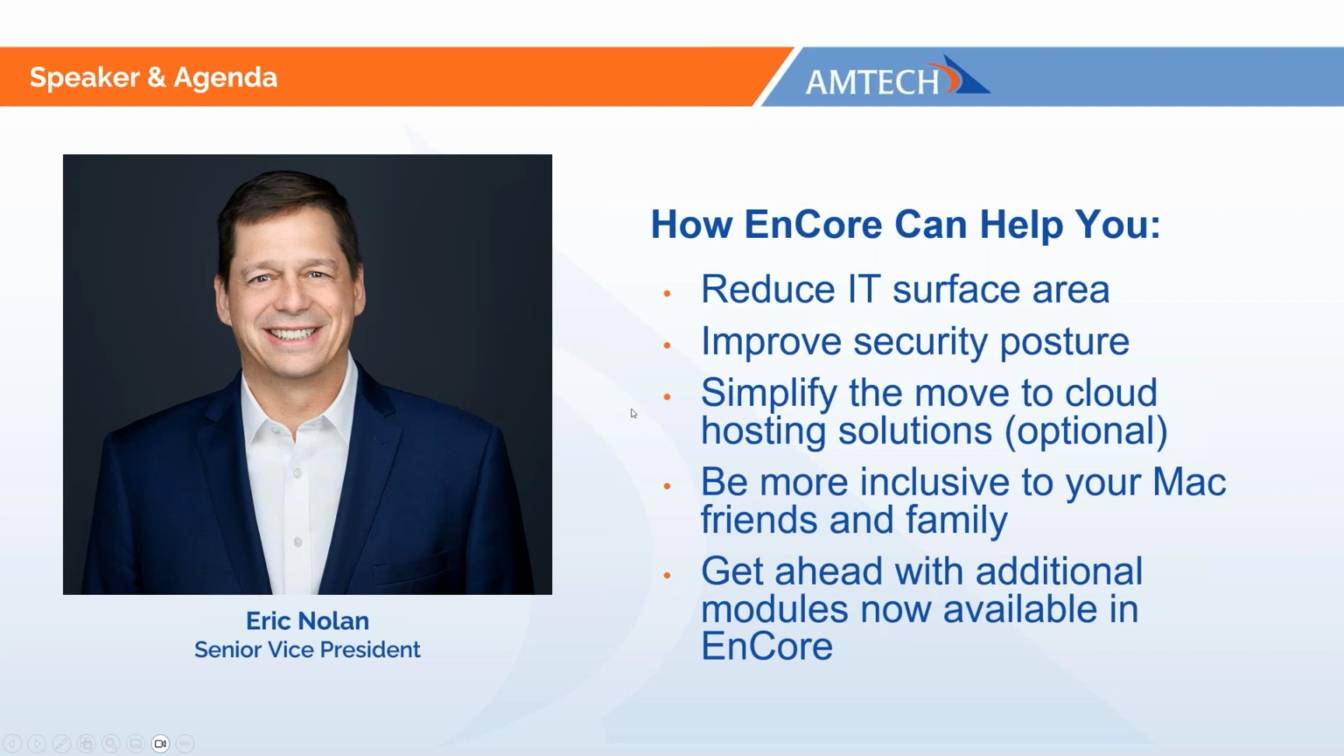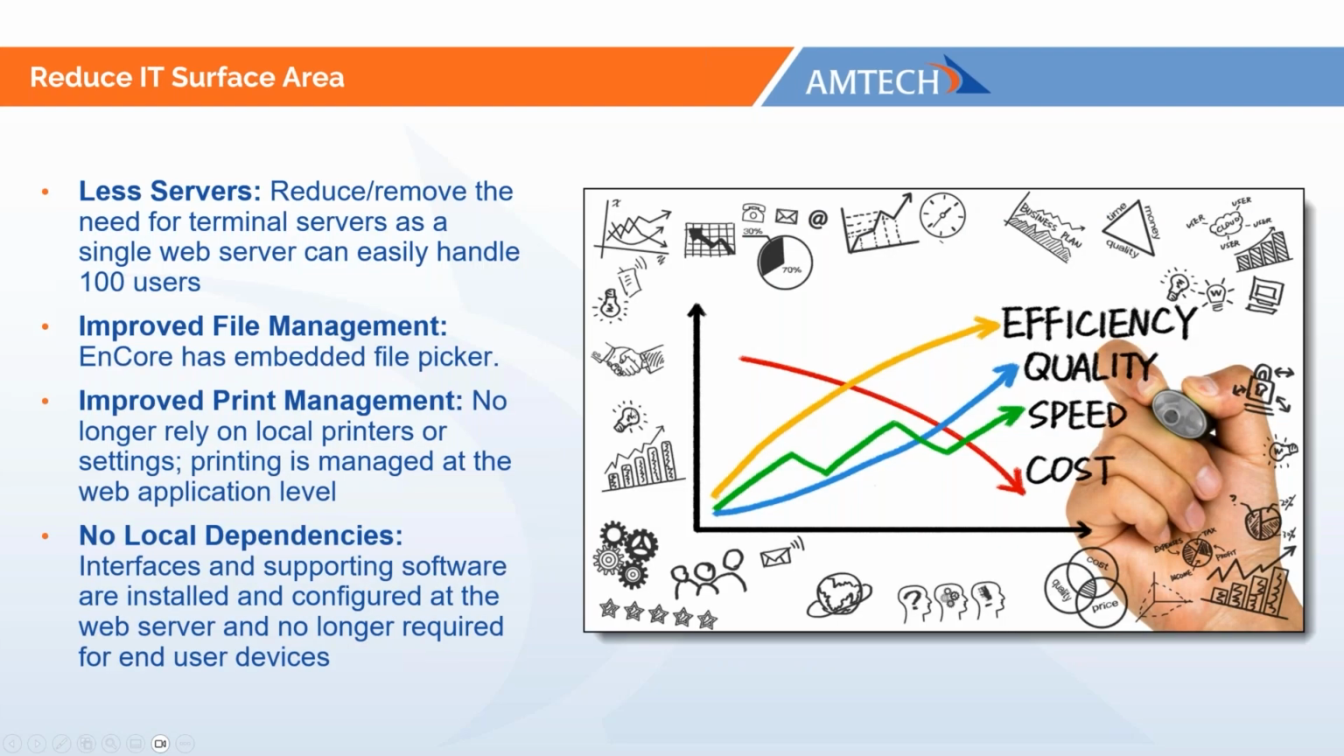So let's get started. The first area we're going to talk about is reducing that IT surface area. What I mean by that is these points here. Fewer servers. Because EnCore is a web-based application and runs on a web server, there's a good chance you can reduce or eliminate the need for terminal servers. Even if you can't fully eliminate them, if you're leveraging thin clients, you can drastically increase the number of users per terminal server. So maybe you can retire some of the terminal servers that you have now.